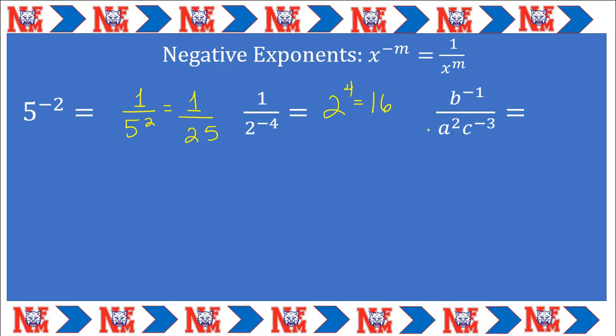In our third case, we have just variables. So we have 3 factors. So if it's positive, you're going to keep it where it is. If it's negative, you're going to move it. So here we have b to the -1. We'll move to the denominator. Now we're in the denominator.